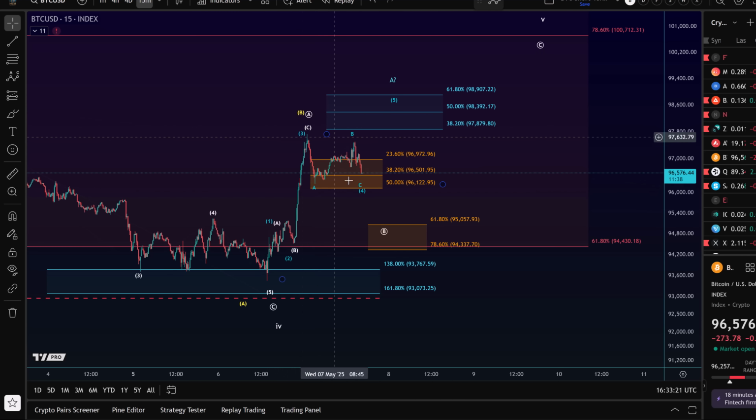Overall, just sideways consolidation today. Within the next 2 hours or so, 3 hours, expect potentially lots of volatility, some wave distortions, but the levels should all be clear. If we get one more high, forgot to say that, then this would be the area to watch, 97,879 to 98,907. That's the update on Bitcoin.